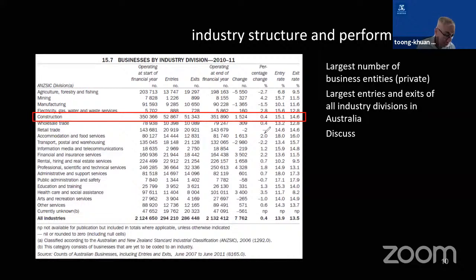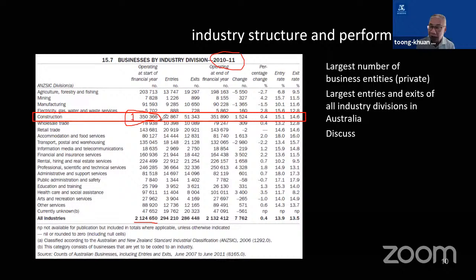Industry structure and performance. Now that we've seen that the companies can be builders building residential, builders building non-residential, and builders doing infrastructure work, let's look at the number of construction companies. These are a bit old, 2010, 2011 values. If you look at the number of businesses in Australia at that time, there were 2 million businesses. Out of 2 million businesses, 350,000 are in construction. Clearly this is number one.